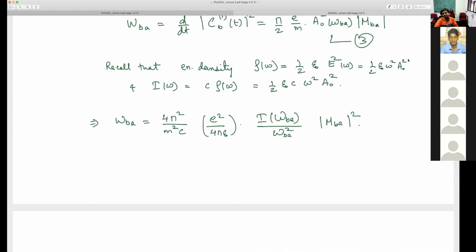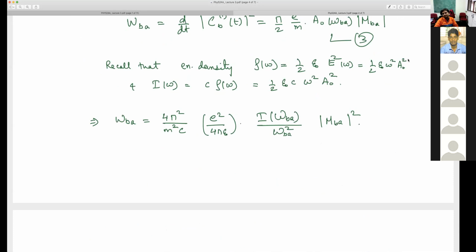Go ahead, Shumanta. Principle of detailed balance means simultaneous absorption and emission? The rates are equal, basically. Not simultaneous absorption. Rates are equal.